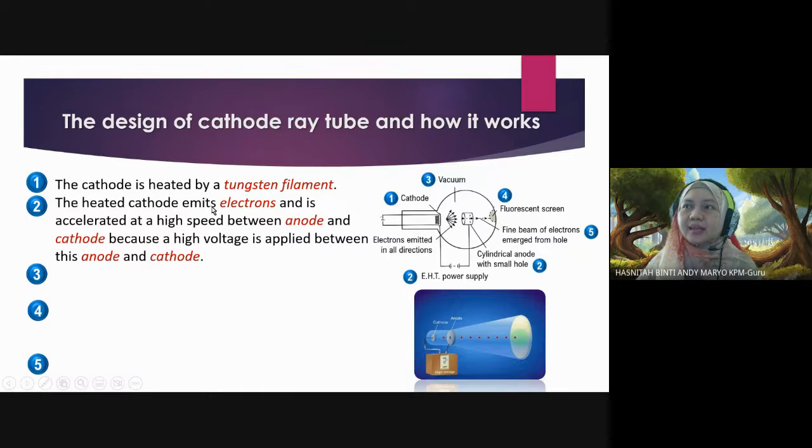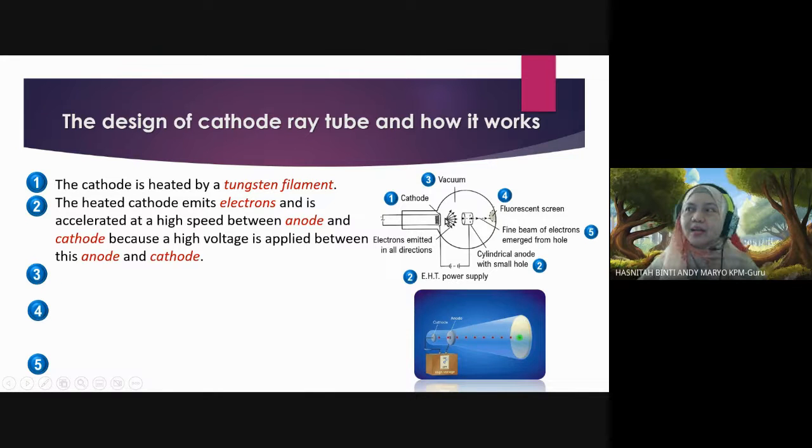Then students, the heated cathode, what happened? The heated cathode will emit electrons, and these electrons will be accelerated at high speed between the anode and cathode because a high voltage is applied between them. At the cathode, we apply normal voltage, for example 6 volt. But the anode is applied with very high voltage, so it creates a big electric potential difference. So the electron will be accelerated and attracted to the positive anode at a very high speed, since it is negatively charged, right?